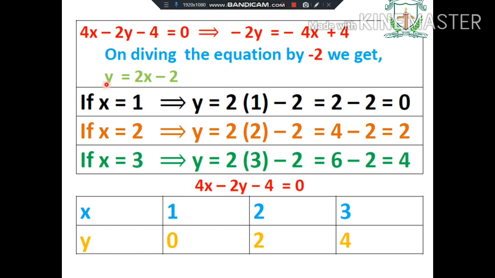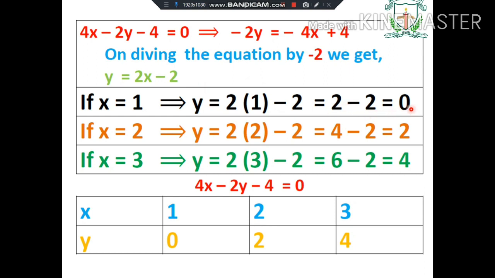Dear children, I hope you understood how to simplify this. We get here y is equal to 2x minus 2. This is in the form of y is equal to mx plus c. Now as usual, you have to give different values for x and obtain the value for y. Consider x is equal to 1. So y is equal to 2x minus 2, 2 into 1 minus 2. So we get here 2 ones are 2. 2 minus 2. 2 minus 2 is how much, children?